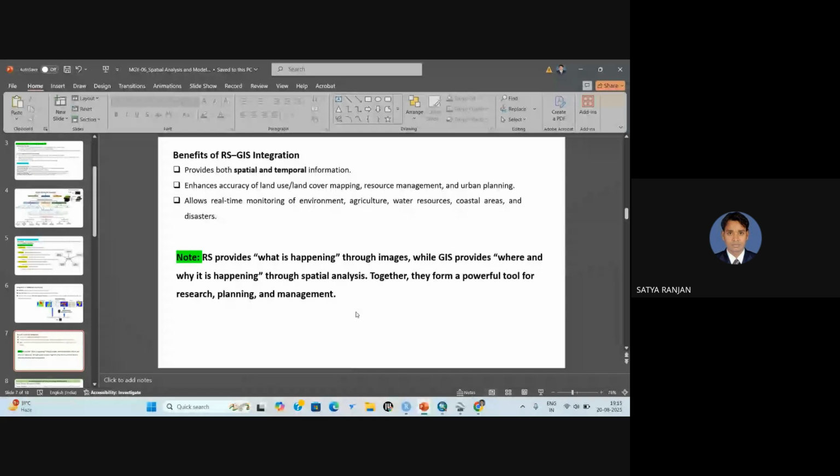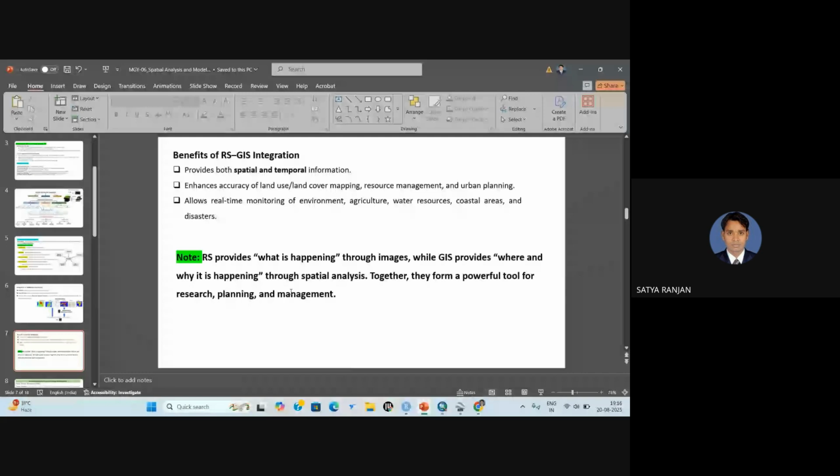But in GIS we find out how much area is covered, how it is affected, and why it is affected in a particular area. Because it is a non-vegetation area, or the elevation is very low in that area, and the sedimentation is very high in that area. So a lot of parameters are there. This can be found with the help of GIS, and some predictive analysis is also possible. So they form a powerful tool for research, planning, and management.